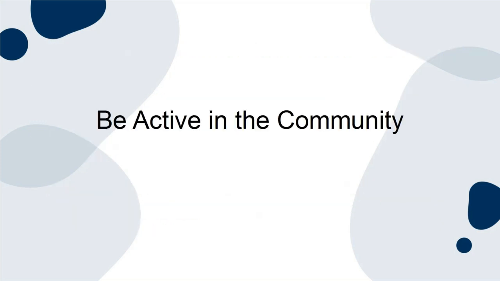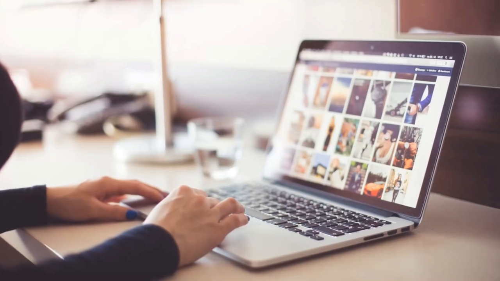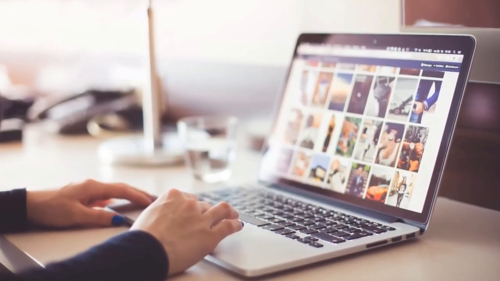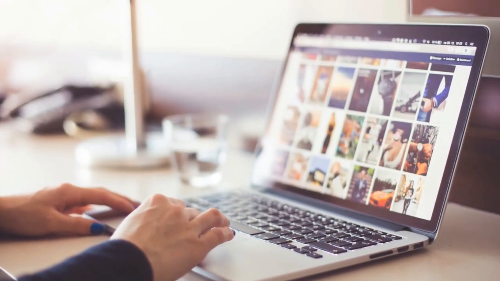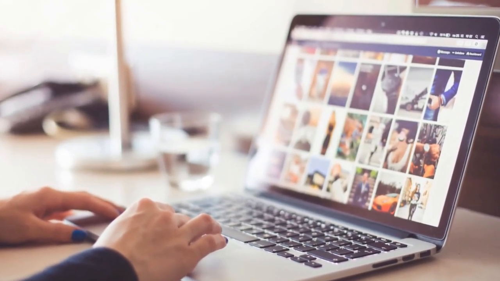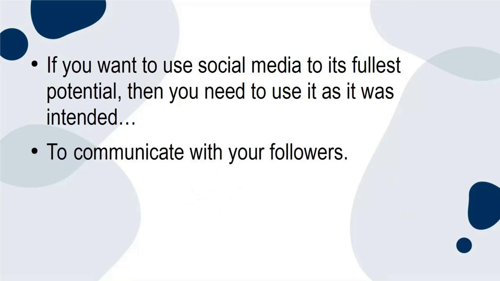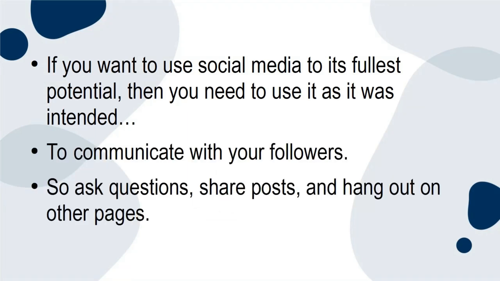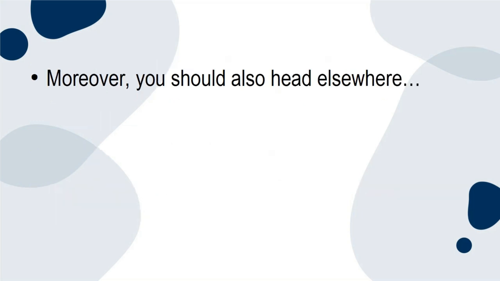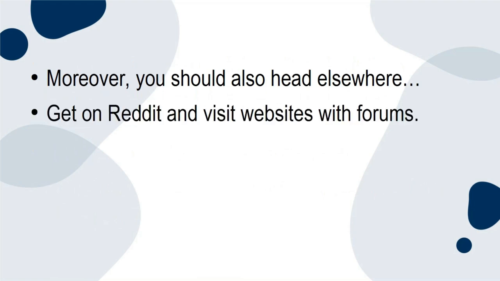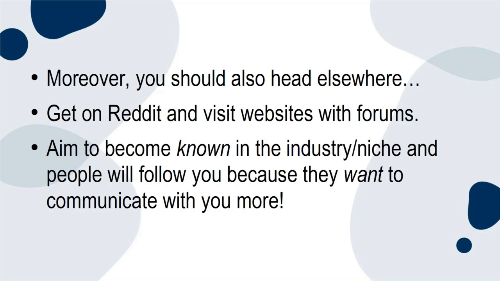Be active in the community. Too many people view social media as a kind of megaphone for getting their message out, and forget that it is actually a forum for two-way communication. In other words, if you want to use social media to its fullest potential, then you need to use it as it was intended, to communicate with your followers. So ask questions, share posts, and hang out on other pages. Moreover, you should also head elsewhere. Get on Reddit and visit websites with forums. Aim to be known in the industry niche, and people will follow you because they want to communicate with you more.